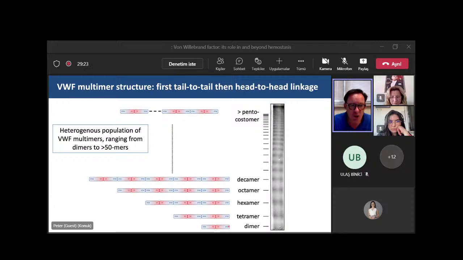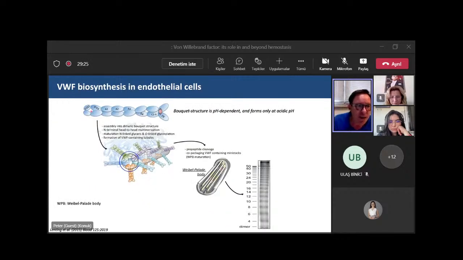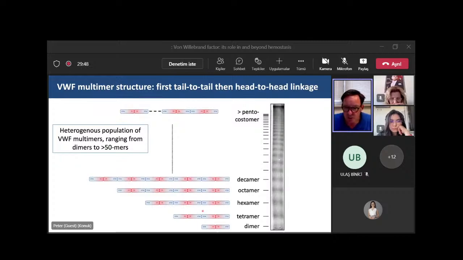So I go back here. I mentioned the D1, D2 domain at the N-terminal part of the Willebrand factor, which is also known as the propeptide. This propeptide is actually cleaved off during synthesis in the Weibel-Palade bodies. But it is very important because it will help to multimerize the molecule. The propeptide helps to form a second linkage between those dimers, where the D prime, D3 portions are being linked together.